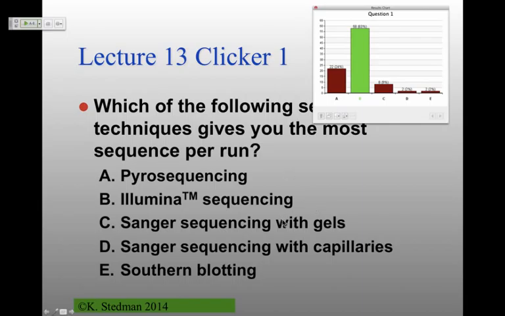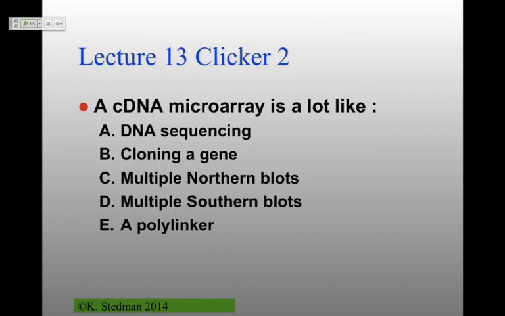Sanger sequencing with gels gives you about 500 bases, let alone millions of sequences. Sanger sequencing with capillaries, again, it depends on how you do those experiments, but that'll give you tens of thousands of sequences, or at least tens of thousands of nucleotides, but certainly nothing near to millions. And then Southern blotting, of course, has nothing to do with sequencing. Usually, there are actually some really cool ways you can do sequencing with Southern blots, but we're not going to talk about those today. So our next question: a cDNA microarray is a lot like DNA sequencing, cloning a gene, multiple northern blots, multiple Southern blots, a polylinker.